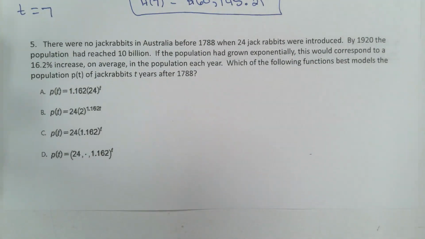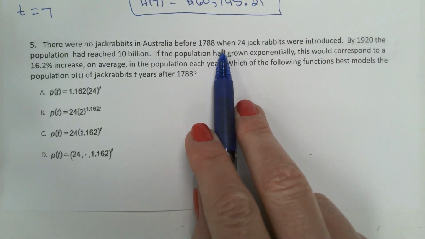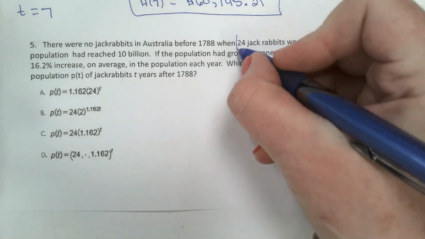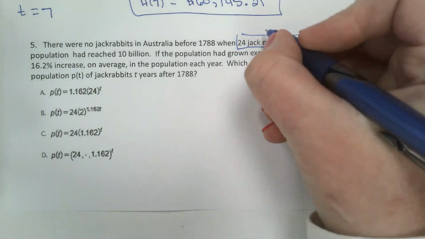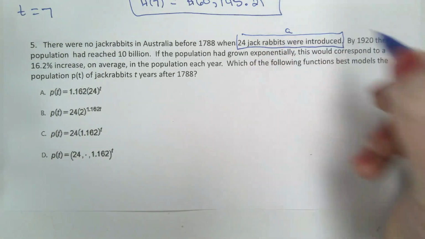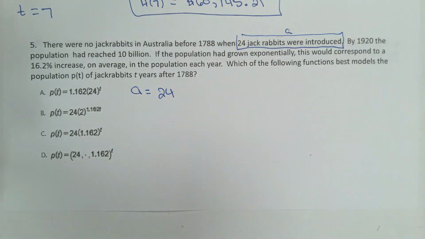Here's one that we pulled off of an SAT review question. So here is multiple choice. There are no jackrabbits before 1788 when 24 were introduced. 24 are introduced, so that is going to be your A. So A is your initial amount, and that is going to be 24.